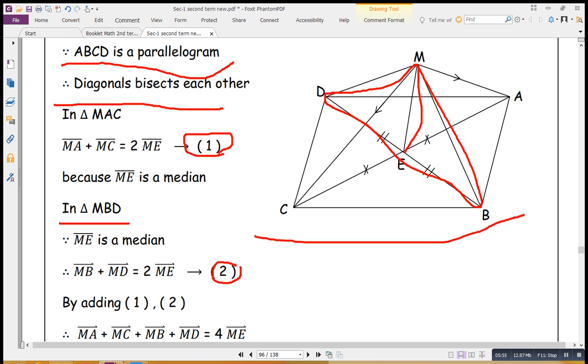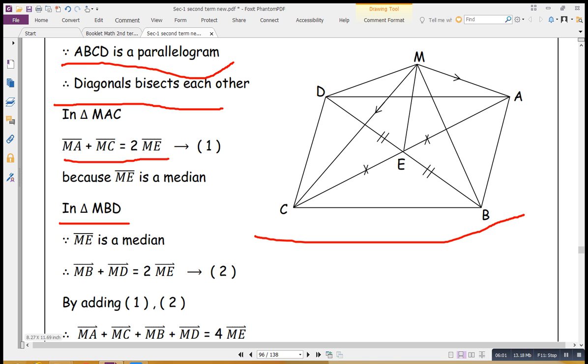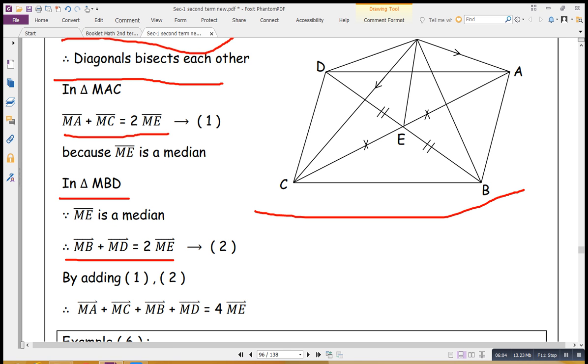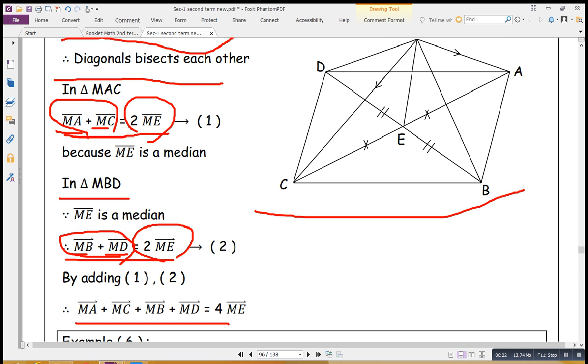So by adding 1 and 2, when we add the two equations together, we add the left sides: MA plus MC plus MB plus MD. The result on the right side is 2ME plus 2ME, which is 4ME. So MA plus MC plus MB plus MD equals 4ME, and that is what was required to prove.